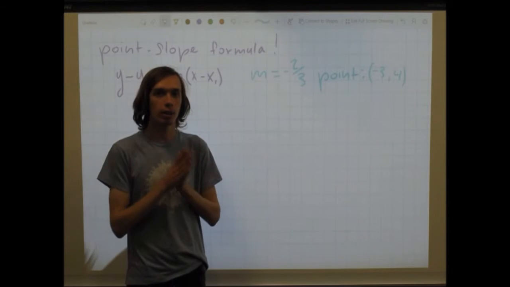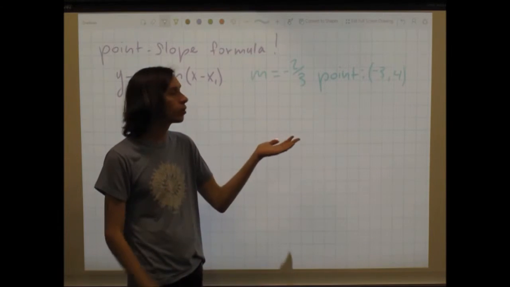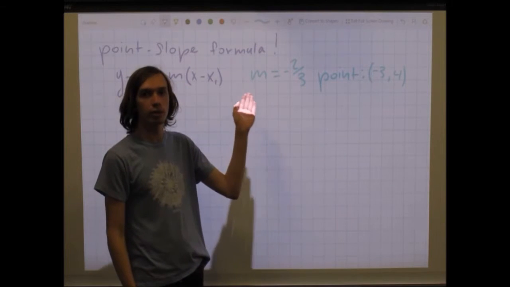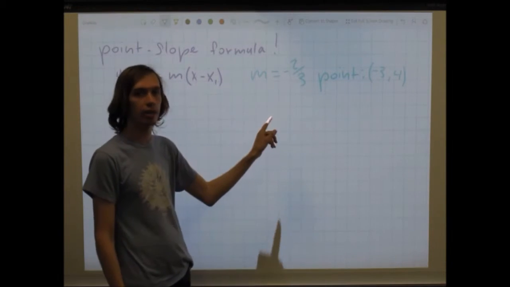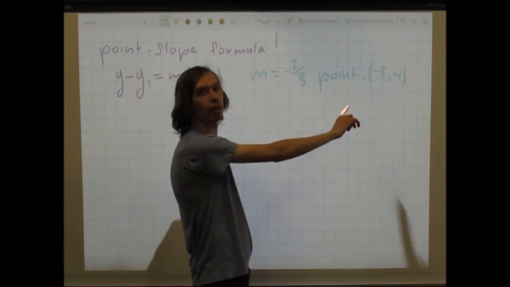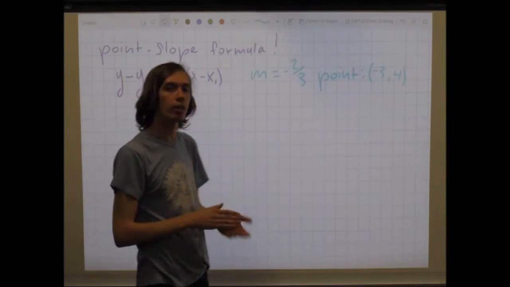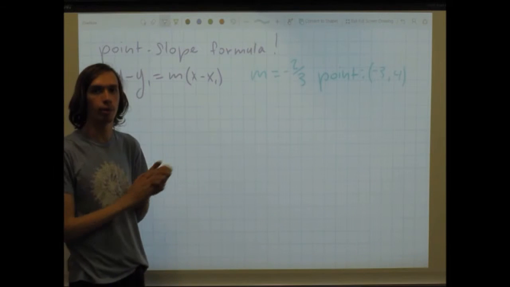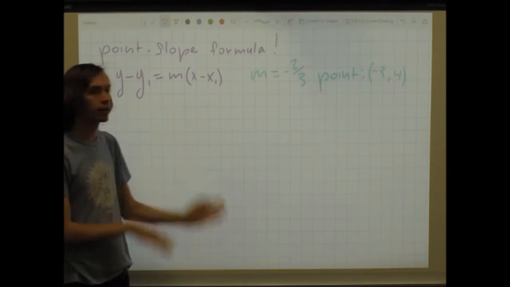Okay, now that we tried a couple together, let's see if you can try this one on your own. Same thing as before, except now we have a slope of negative 2/3, so negative 2 over 3, and the point is negative 3 comma 4. So go ahead, pause the video, give that a try to find the equation, and try to put it in slope-intercept form also. Unpause the video when you're done.